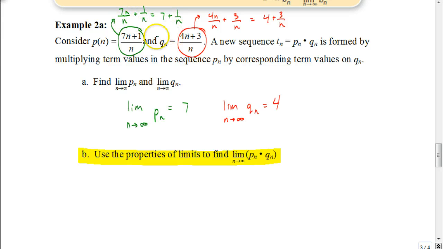So for this first one, we end up breaking it apart, and you can see then that you get a limit of 7. For the second one, break it apart, and you can see then that we get a limit of 4. So to answer this question as far as what would the limit be for sequence P times sequence Q, you just multiply those two limits together. So 7 times 4 would give us a limit of 28.